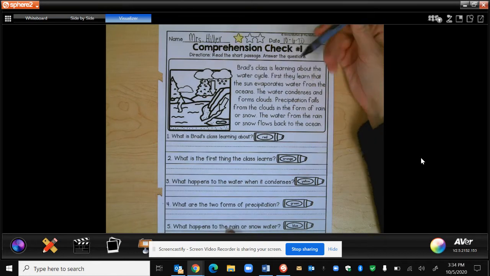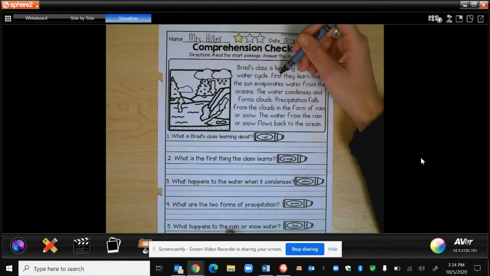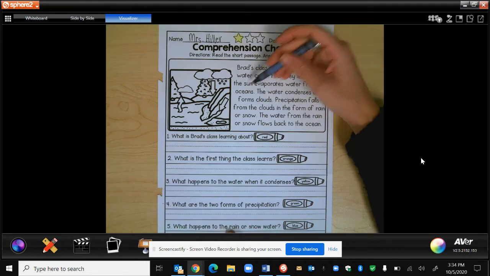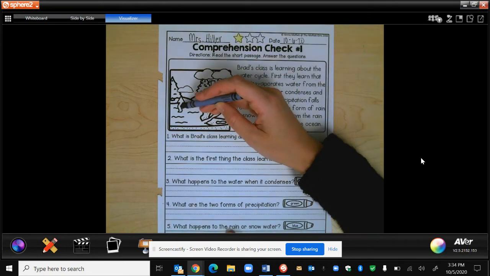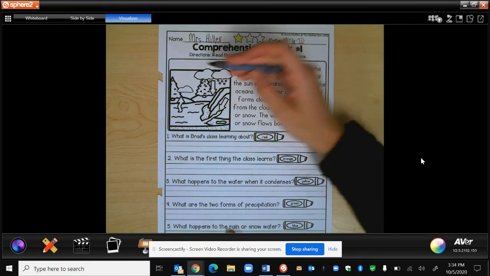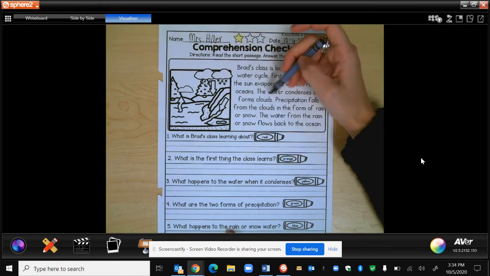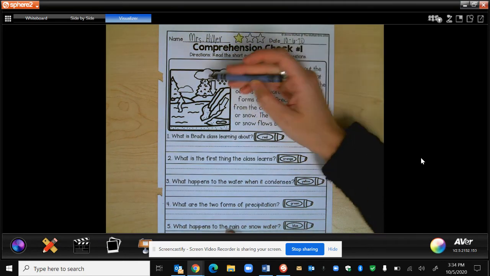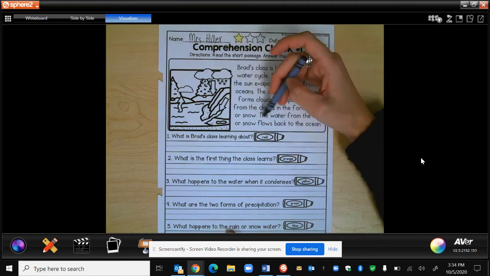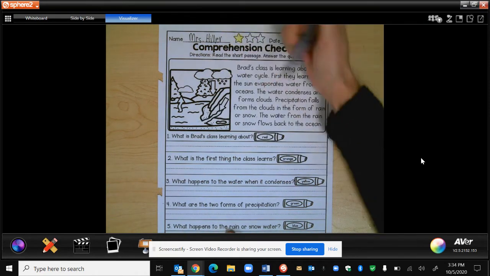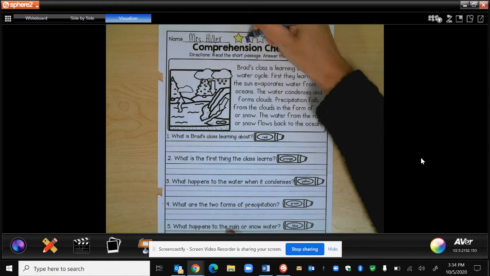Brad's class is learning about the water cycle. First, they learn that the sun evaporates water from the oceans. So it goes, that's first. The water condenses and forms clouds. Here's step 2. Precipitation falls from the clouds in the form of rain or snow. Step 3. And the water from the rain or snow flows back into the oceans. Step 4. All right, color my next star.